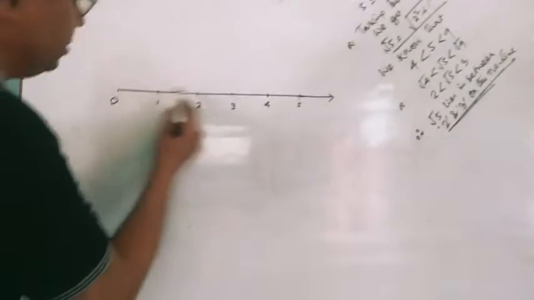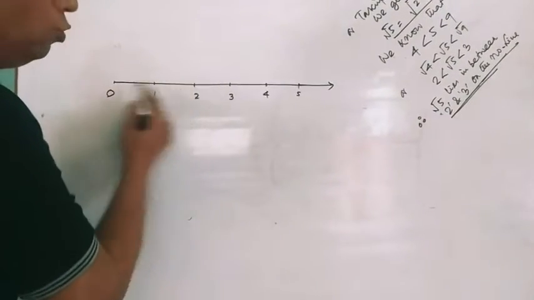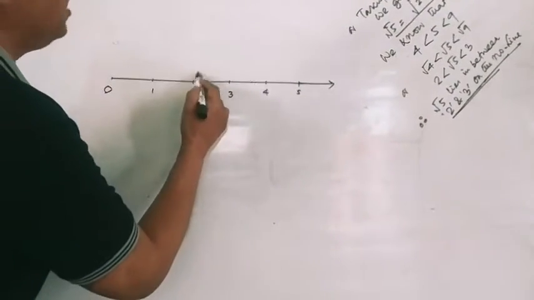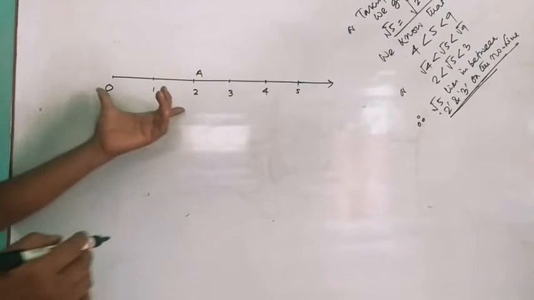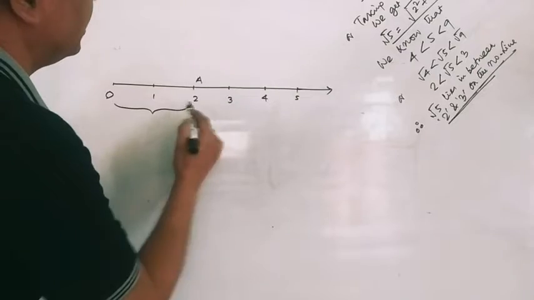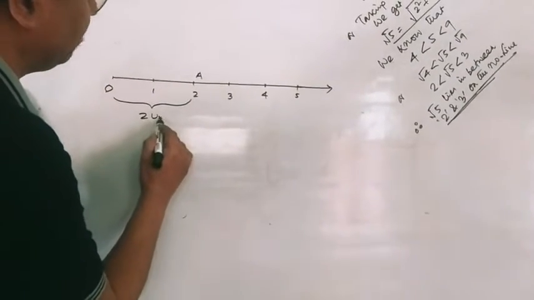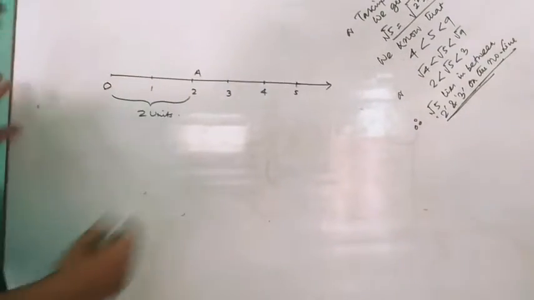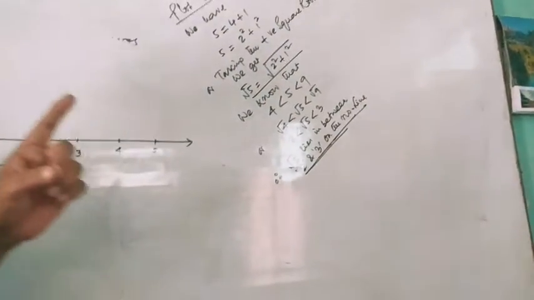So, two components, 2 and 1. We will take 2 units along this. So, the point A on the number line represents 2 units. OA stands as 2 units. At the point 2 is covered. Now we have to take 1.